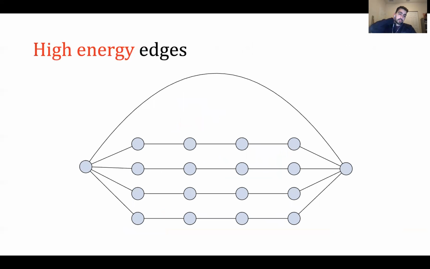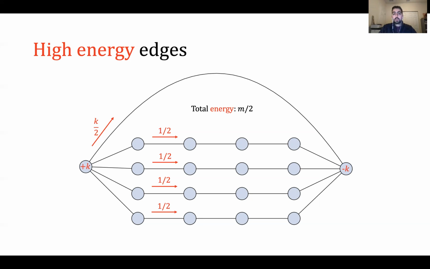In particular, here is the canonical example of where we have a high energy edge. The edge on the top here gets half of the total flow. So it has a high energy.